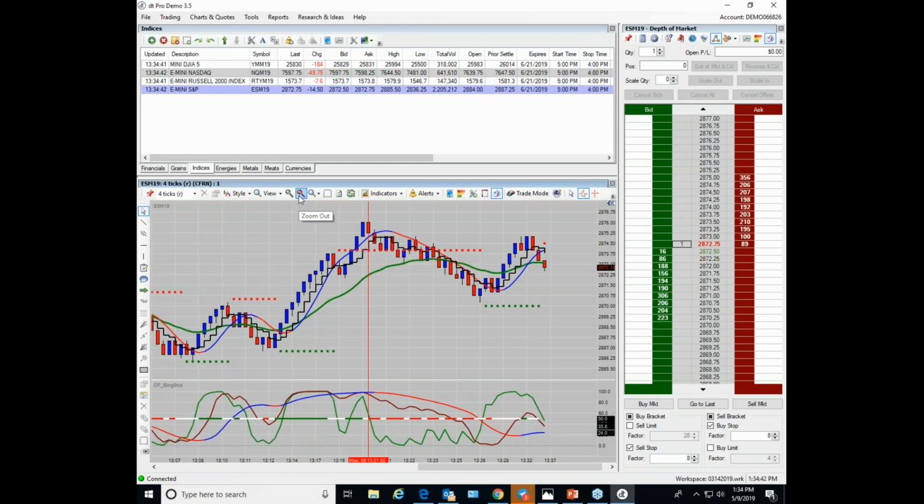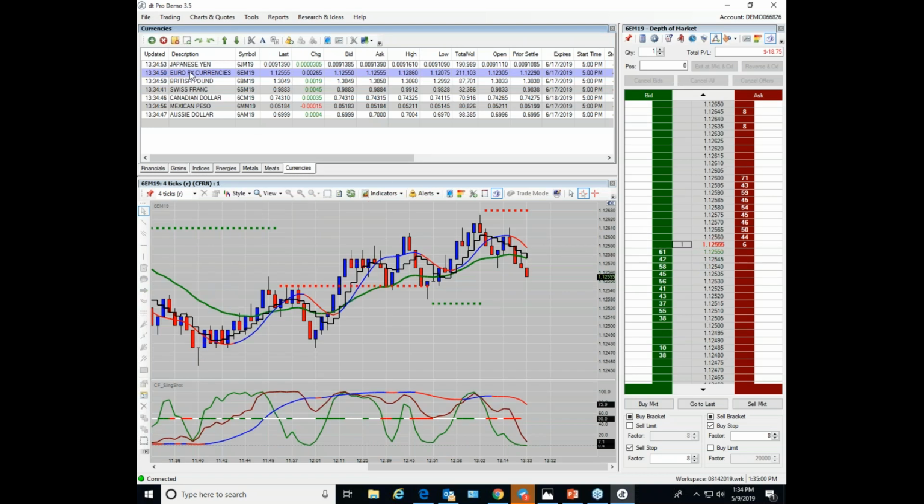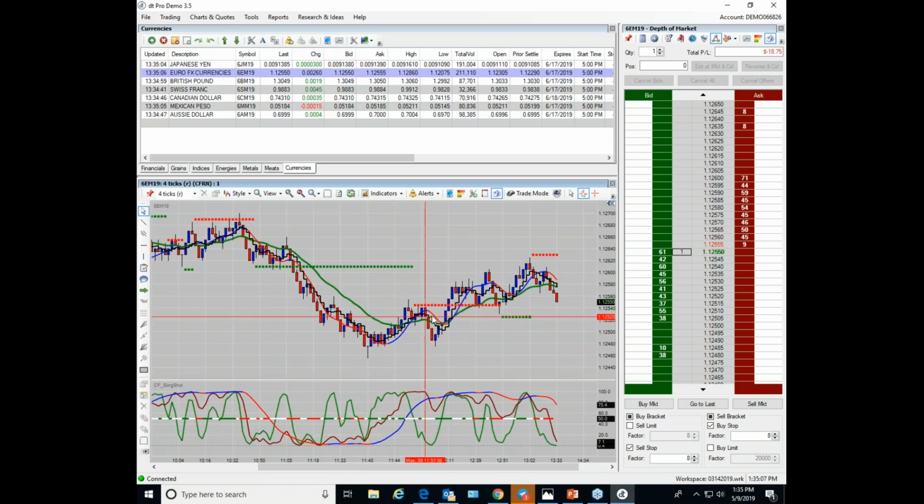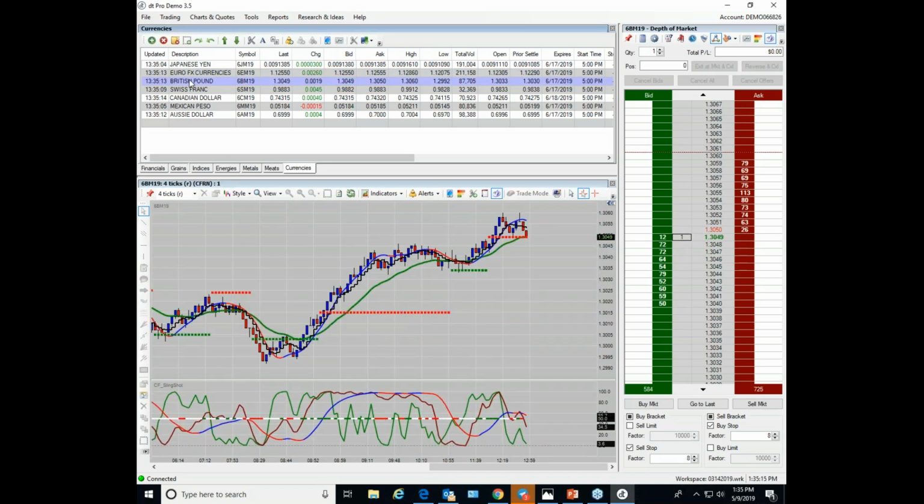You'll go through this process over time. It doesn't happen overnight. All right, so let's try to look at some currencies. The euro, right now, we're building some higher highs. Nothing going on there. Here is the British pound.